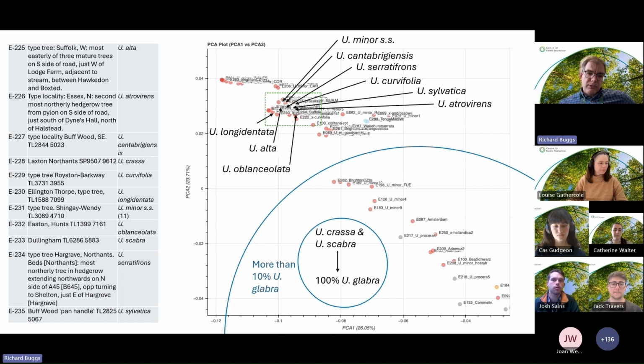So what these species names seem to be telling us is they're useful labels for certain forms of Ulmus minor, but I think it's clear they shouldn't be viewed as species in the same way as Ulmus minor and Ulmus glabra and Ulmus laevis, etc., are viewed as species.